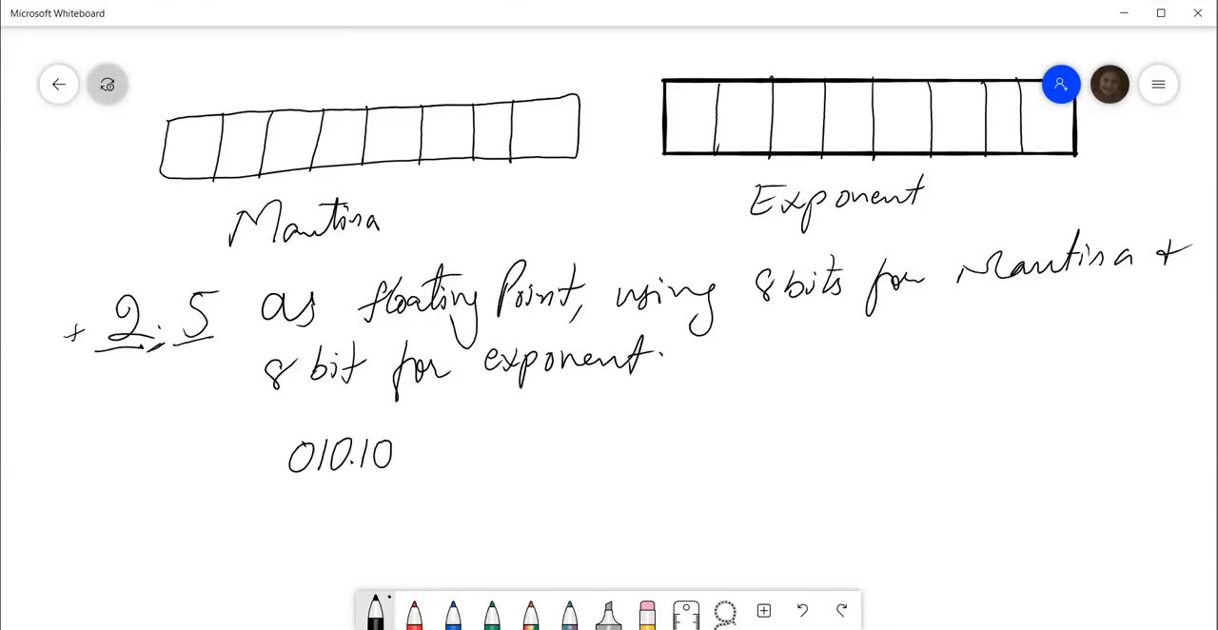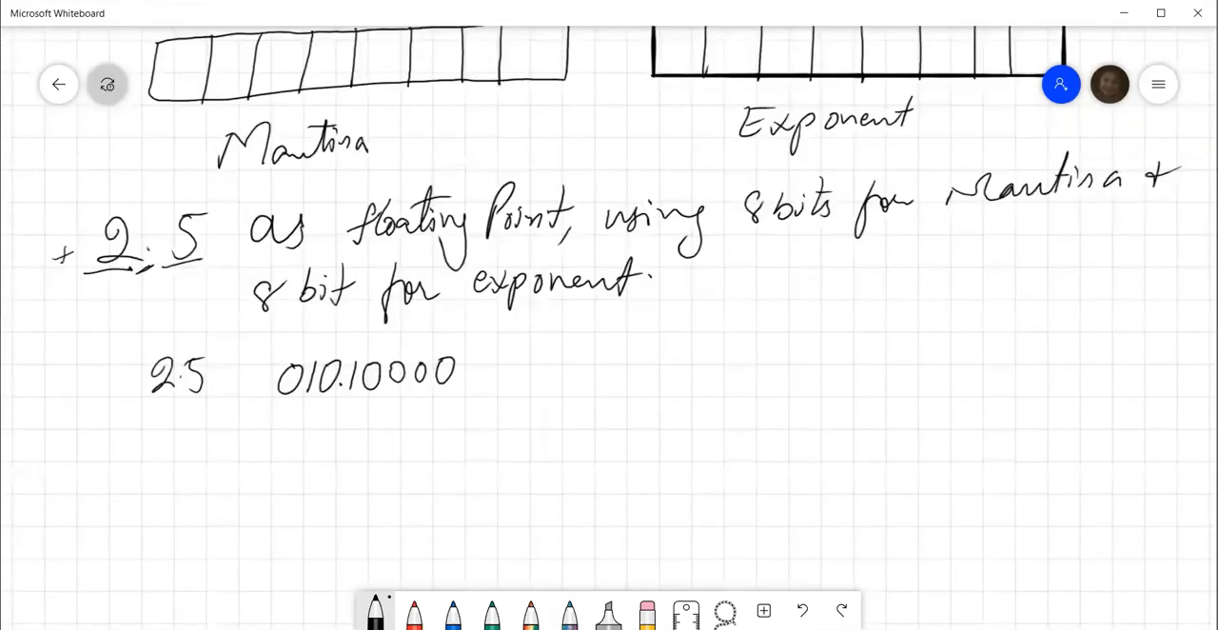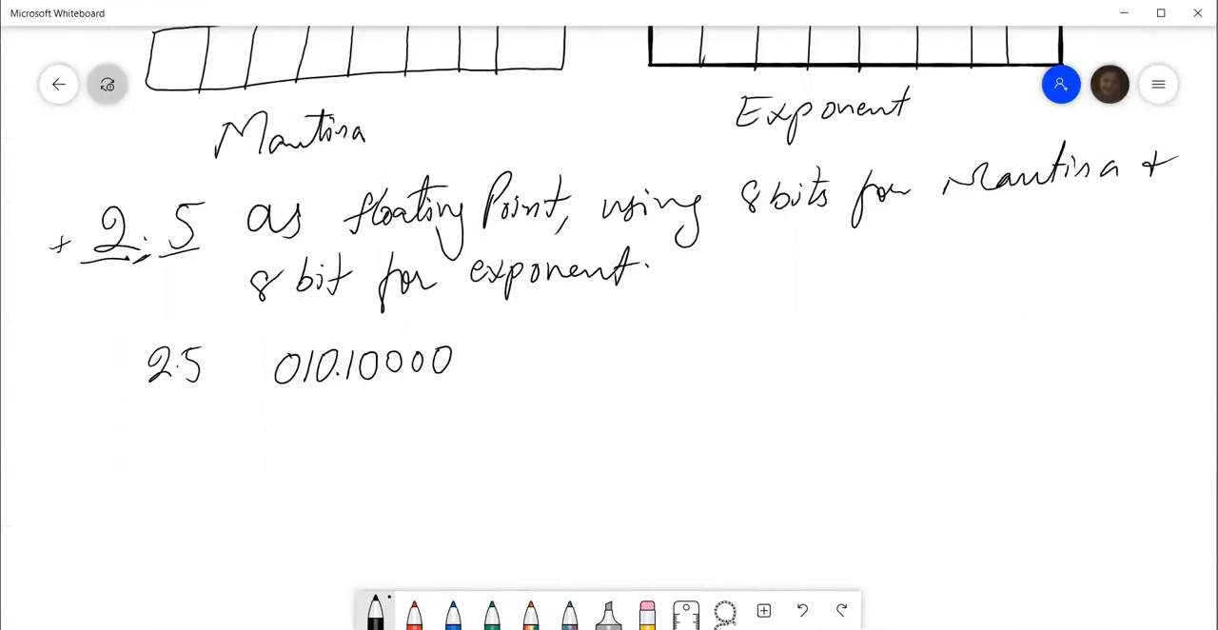And we have a total of 8 bits to be represented. So what I do is I can put the remaining 3 zeros over here. 1, 2, 3, 4, 5, 6, 7, 8. You see, it is 8 bits. This is my 2.5. I'll give many examples, so don't worry about this floating point.